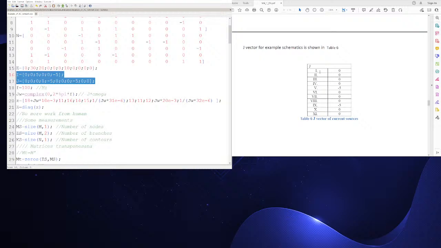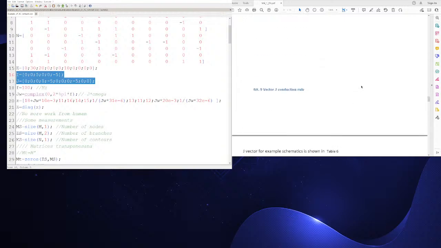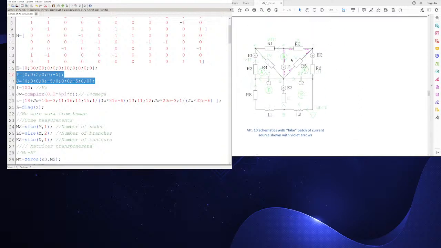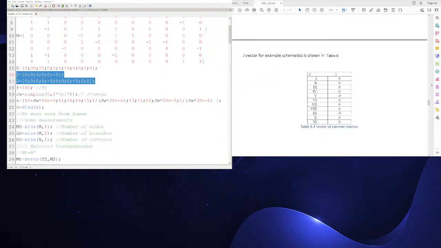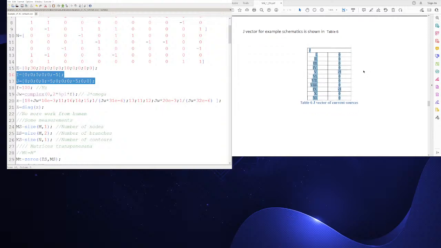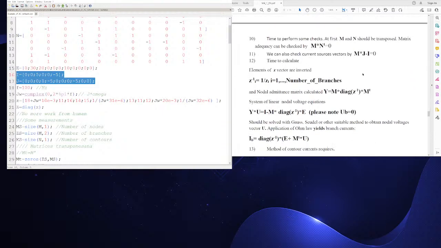Its element number corresponds to the branch number. If this fake current is co-directed, flows in the branch direction, we write it with the plus sign. If it flows in the opposite direction, we should write it with the minus sign. Here is the additional or fake contour vector G. It is necessary only for contour solution. Okay, now I can perform some checks.